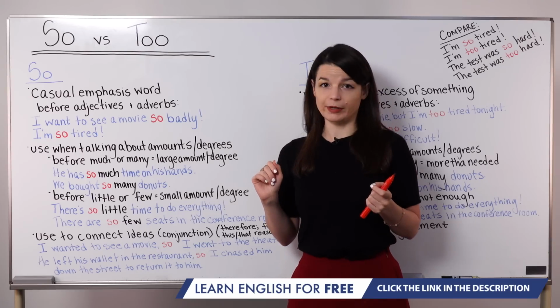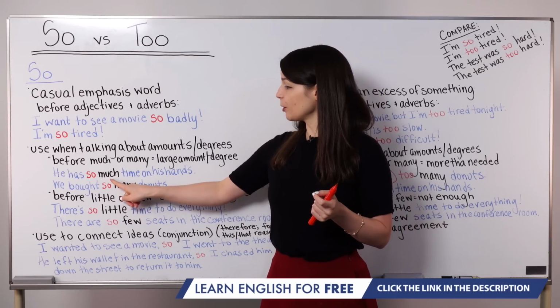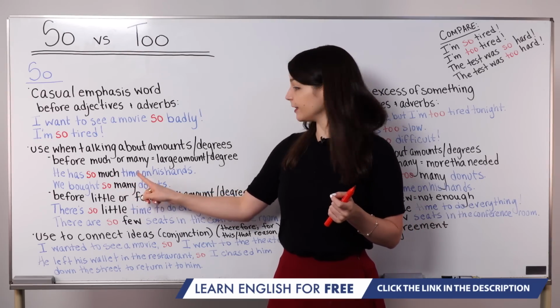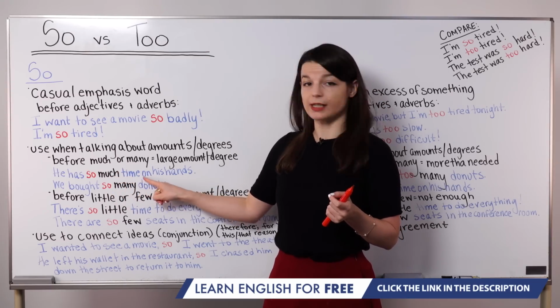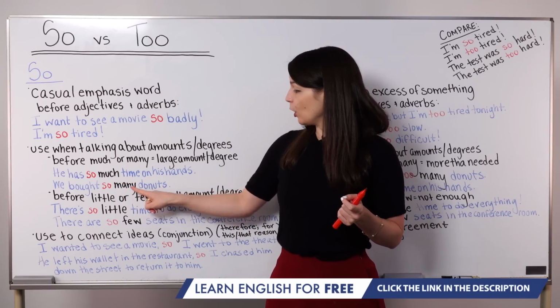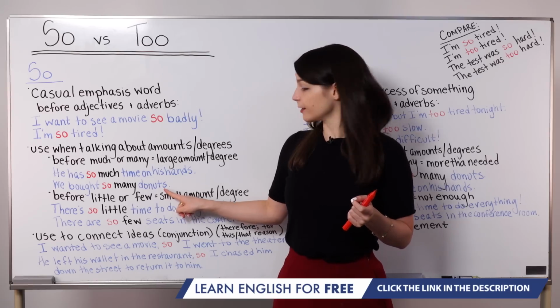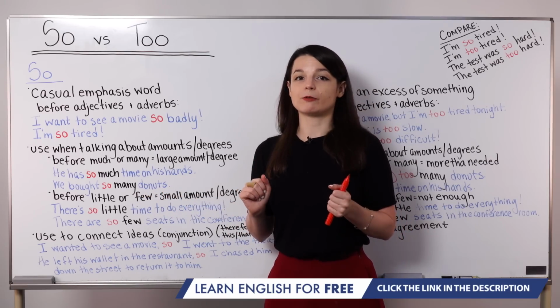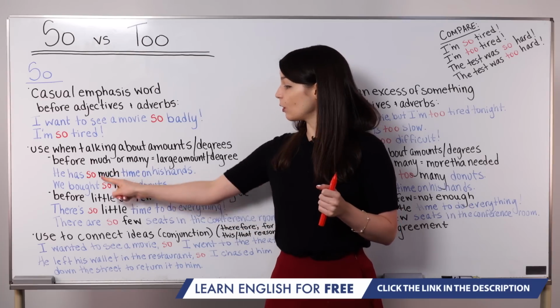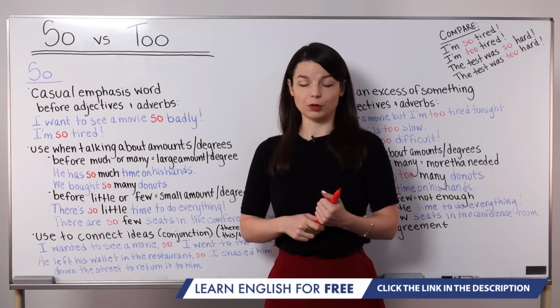Also, a grammar point here, we use much before uncountable nouns, in this case, time, in my example sentence. He has so much time. We use many with countable nouns. So in this case, donuts, this is my countable noun. So please remember this. We can use so before both of these words.